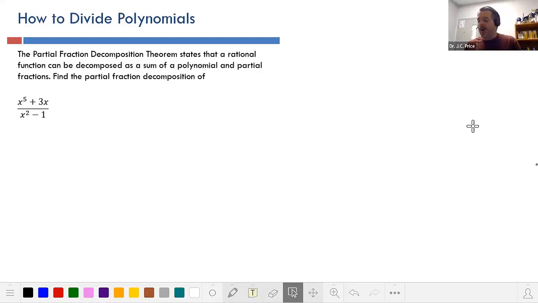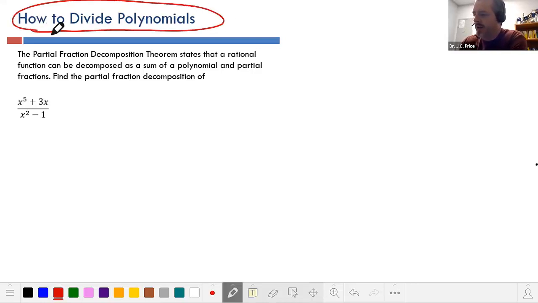Before we get to the problems, though, I want to review with you guys how to divide polynomials. The reason I want to do this is, remember that partial fraction decomposition theorem? What it actually says is that every rational function can be expressed not only as partial fractions, but also as a polynomial, right? So it's a sum of a polynomial and then some partial fractions afterwards. We did not have to deal with the polynomial piece because our degrees on top were always smaller than the degree on bottom. So let's look at this one right here.